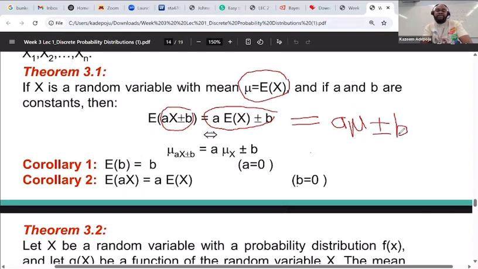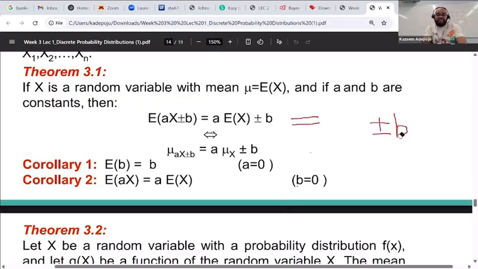Take a look at that. In a situation where mu is equal to 0, or when a is equal to 0 here, then your expectation will be equal to b. And where b is equal to 0, then you're going to have that. So that's just a theorem.